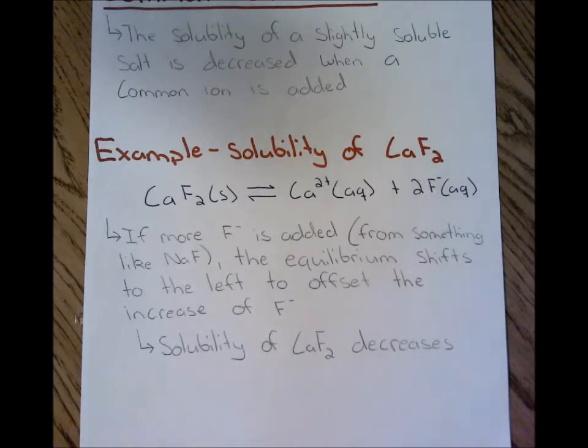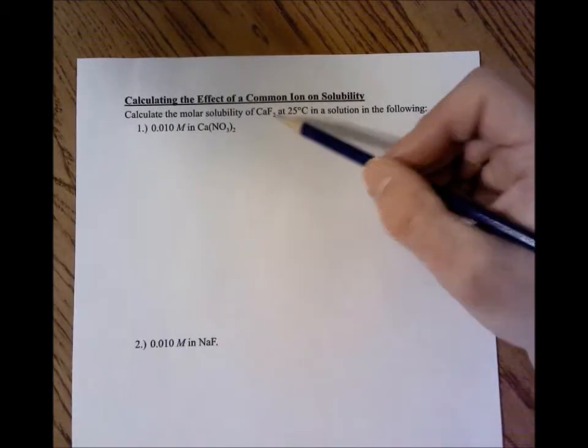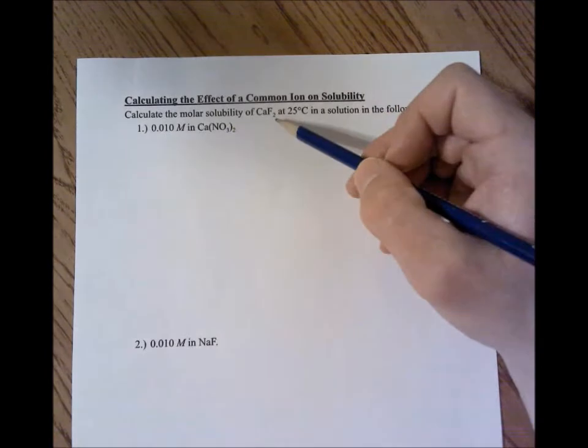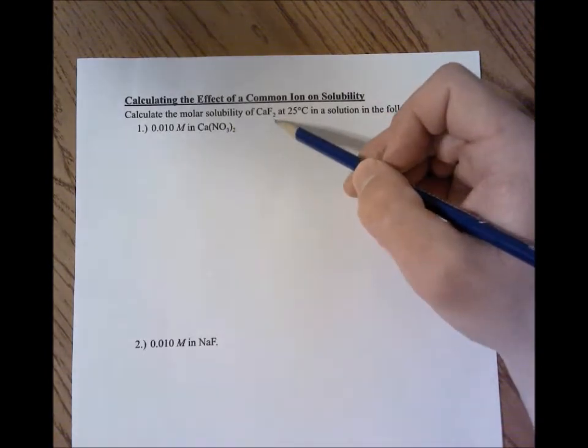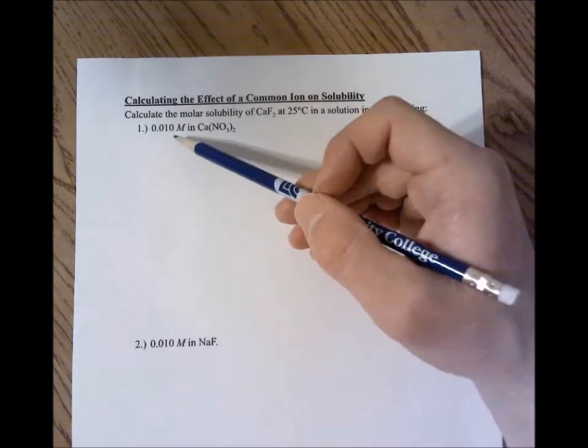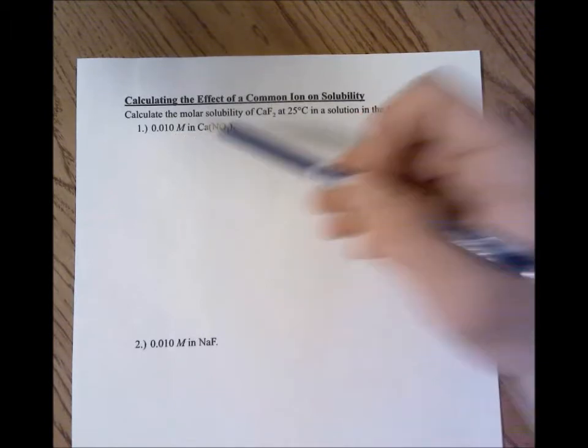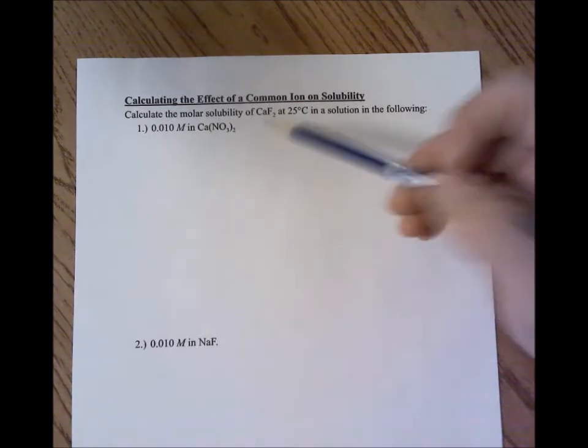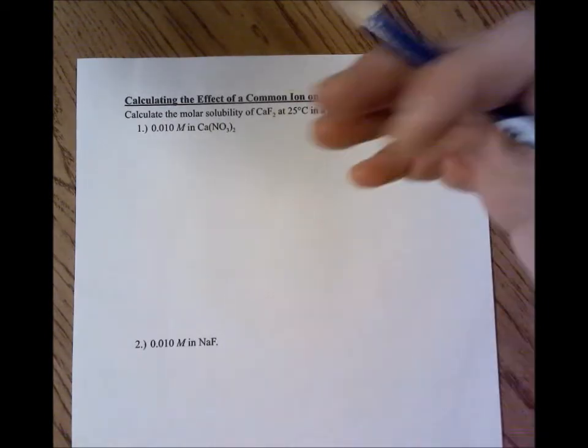We can actually see the effect of a common ion on solubility via a problem. So we're going to shift gears a little bit and go through a common ion problem and see what happens to the solubility of a certain substance. We want to calculate the molar solubility of calcium fluoride in number 1 in our first solution of 0.010 molar calcium nitrate.